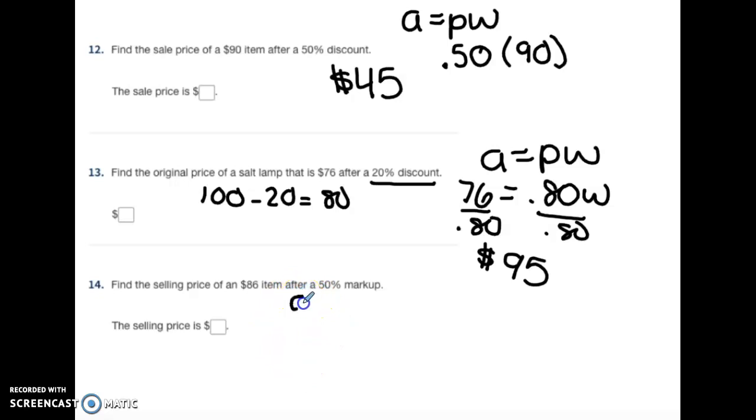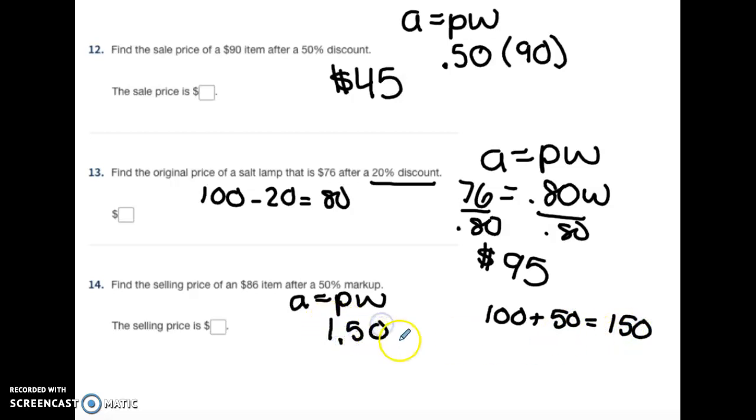A equals P times W. Find the selling price of an $86 item after 50% markup. So markup, 100% plus 50% is 150%. Put it into a decimal, 1.50. We want to find the selling price of an $86 item. So 86 is our whole. So 1.50 times 86 is $129, our selling price.